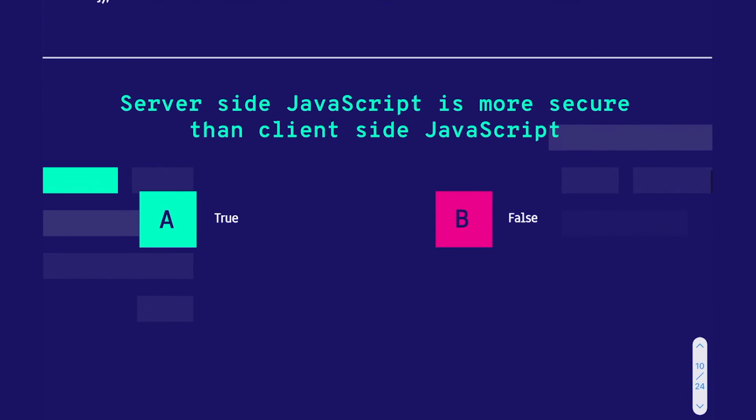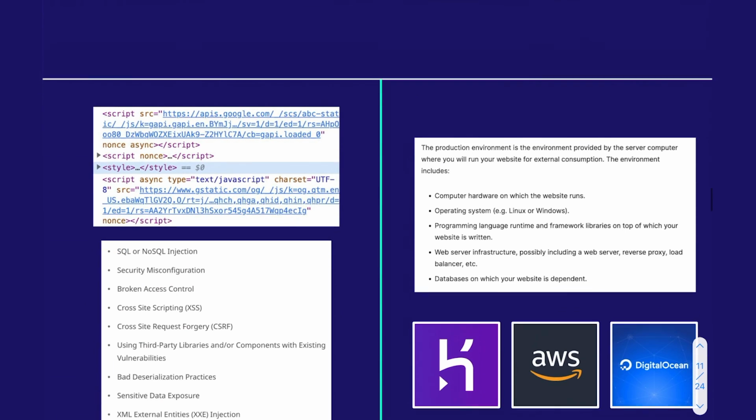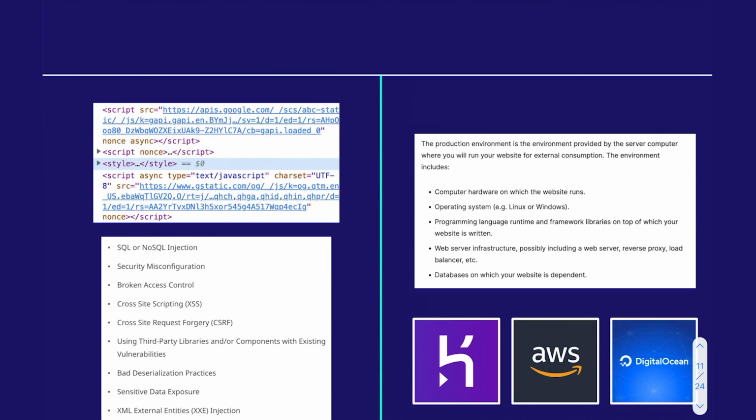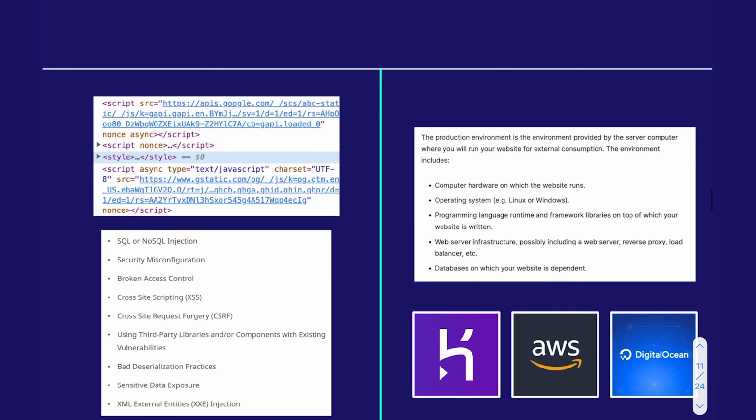All right, next question. Server-side JavaScript is more secure than client-side JavaScript. A, true, B, false. The correct answer here is true. With client-side JavaScript, I don't know if you've ever noticed this, but if you inspect the element on a web page, you can actually see the script tags, and if you click on them, you can see the JavaScript that's running within that page, which is very cool.